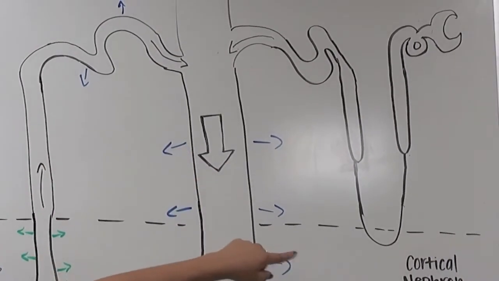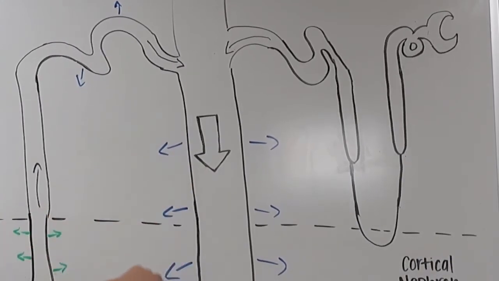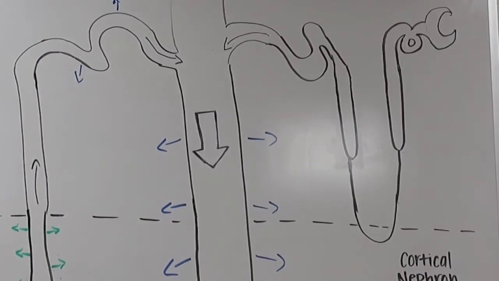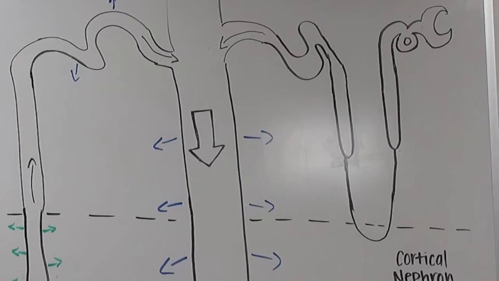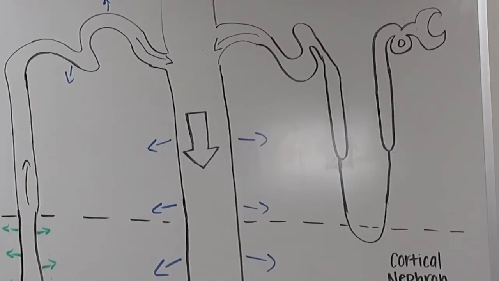Along with the cortical nephron, we'll be doing the same process. It will go down into the collecting duct, and this is where most of the water reabsorption occurs, and then it will be eventually filtered or excreted out of the body through the ureters, out the urethra, what is known as urine.